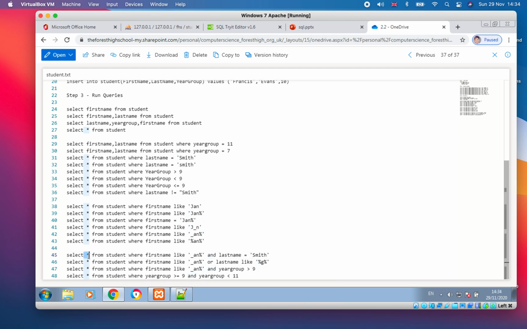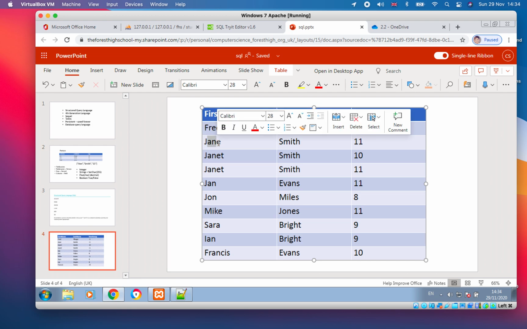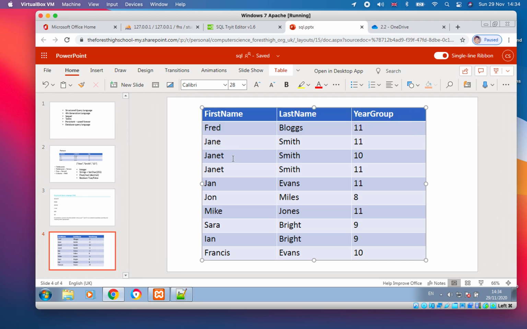Again, I've just chosen all the fields from student, and now I'm looking at where the first name is like, starts with one single letter, and has an 'an' and anything. So if we look at starts with any letter, then has an 'an' and anything, we're looking at Jane, Janet, Jan, Ian, but we're not looking at Francis. So that's the people we're looking at the moment.